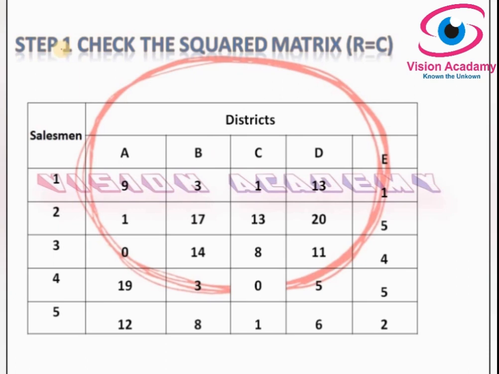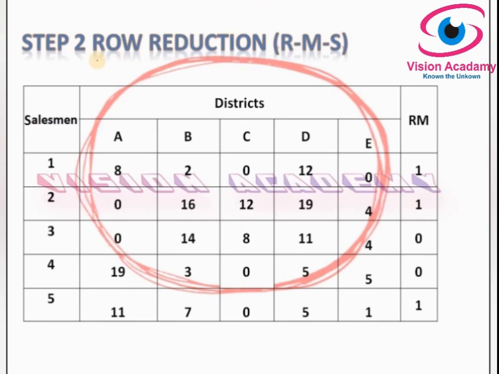First step, we have to check whether it is a squared matrix or not. Squared matrix means rows equal to columns. Number of rows are 5, number of columns are 5. So rows are equal to columns. It means it is a perfectly squared matrix. Let's go for the second step, that's row reduction. As you know already, first we have to start from row. In the row, we have to identify the minimum. From that minimum value, we have to subtract all other values. So here I have taken the row minimum.